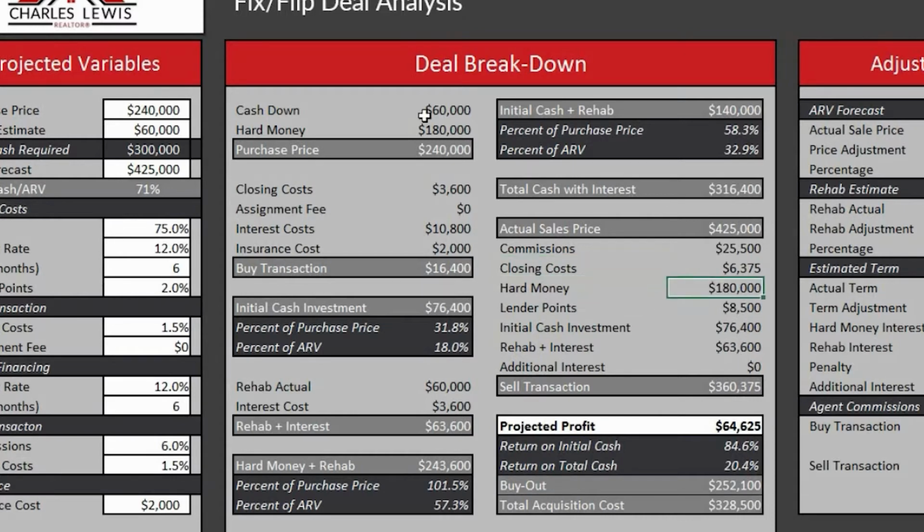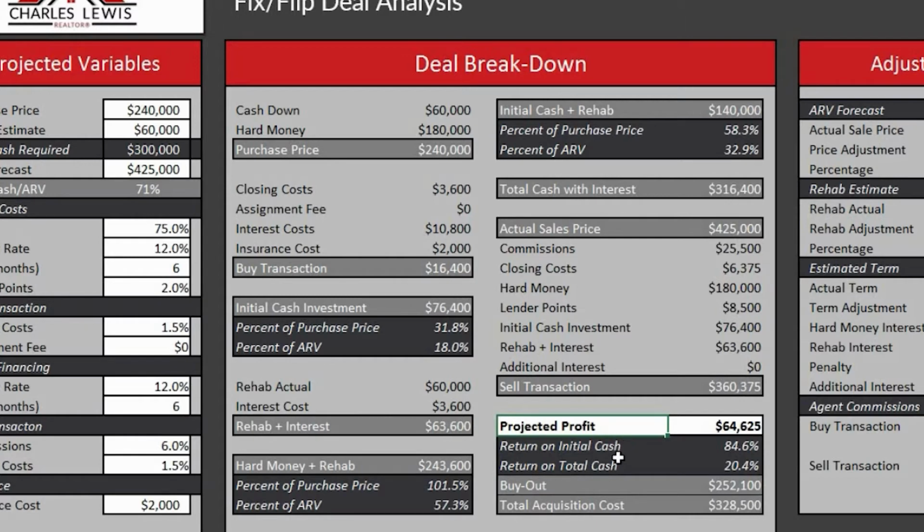Hard money, you're going to pay back that hard money loan of $180,000. You've already factored in the interest, so that's already been paid. But one thing I didn't talk about is this lender also wanted points. They wanted 2 percentage points of the sale price of the house. So that's the $8,500. And then the initial cash, you've already put that in, but you're going to pay yourself back, and then you're going to pay back the rehab cost, which is the cost of the rehab plus the interest on that. So the total out, okay, you've got $425,000 coming in. Your total out is $360,000, which gives you a projected profit of $64,000.